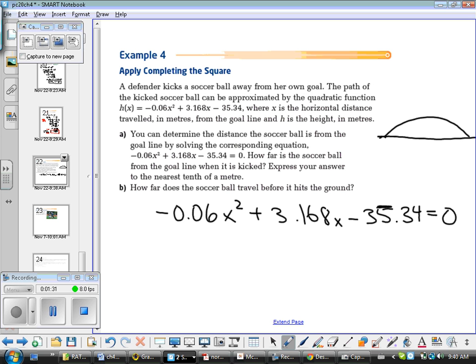Now I don't like that because I have a number in front of my x squared, and my last equation told me that if I don't want it to be that way, I just divide by that coefficient of the x squared. So I'm going to divide everything by negative 0.06. When I do that, I end up with just an x squared, which makes me happy. Then I divide the middle coefficient by 0.06.